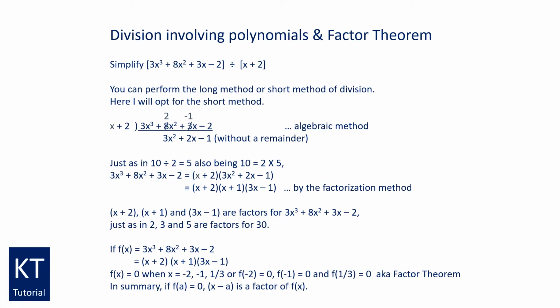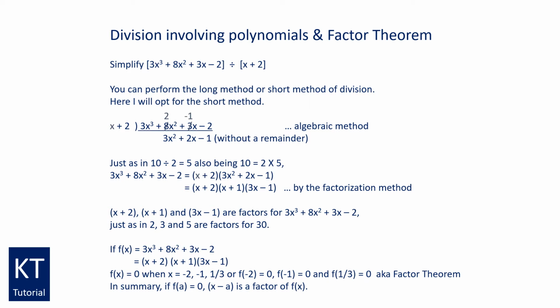We shall now switch gears and talk about division involving polynomials and factor theorem. As an example, we will be choosing to simplify 3x to the power of 3 plus 8x to the power of 2 plus 3x minus 2, this being divided by x plus 2. Here you can choose to perform the long method or the short method of division. In this case, I shall just show the short method, whereby it leads to the solution being 3x squared plus 2x minus 1 without a remainder using the algebraic method.